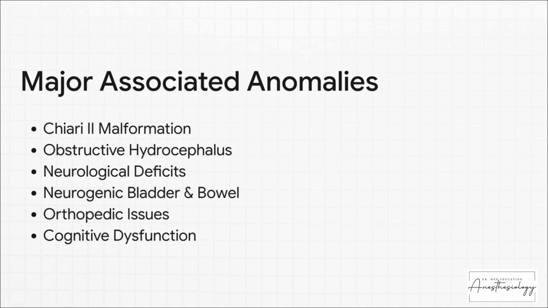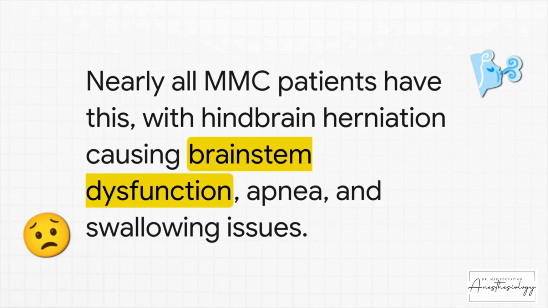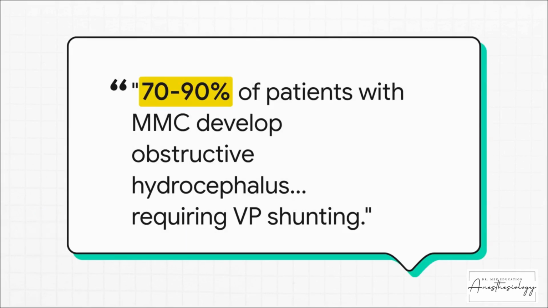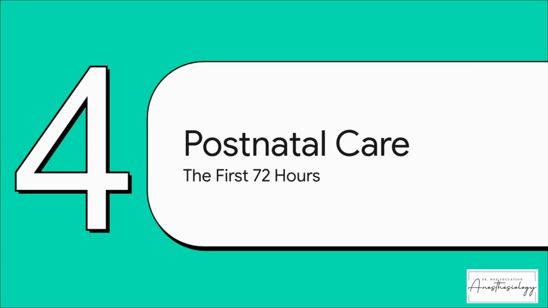Let's focus on that Chiari-2 malformation for a second. It's present in nearly all of these patients. For us, the big takeaway is the very real potential for a difficult airway and a compromised central respiratory drive. That's our immediate concern. And then there's hydrocephalus. Something like 70 to 90% of these patients will develop it. That means we have to be constantly vigilant about the risk of increased intracranial pressure and manage it very, very carefully.